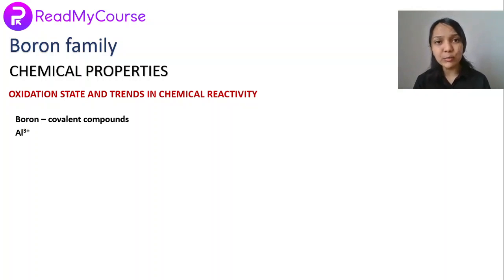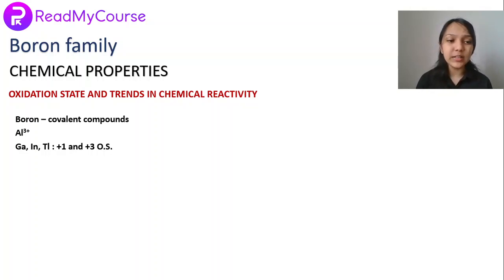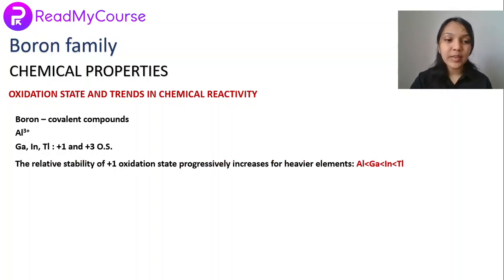But in case of aluminium, aluminium forms +3 ions, fine. And in case of gallium, indium, thallium, they form +1 and +3 oxidation states, fine. The relative stability of the +1 oxidation state increases for higher elements. That is, as we go down the group, the stability of the +1 oxidation state is more, fine. So thallium has more stable +1 oxidation state than aluminium and so on, fine.